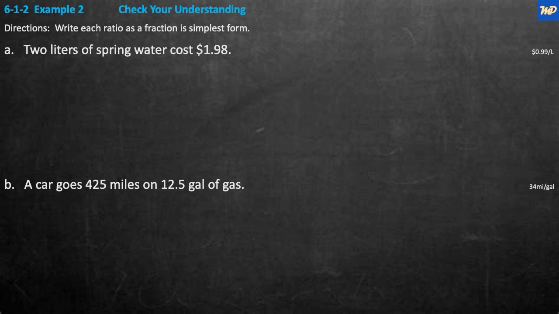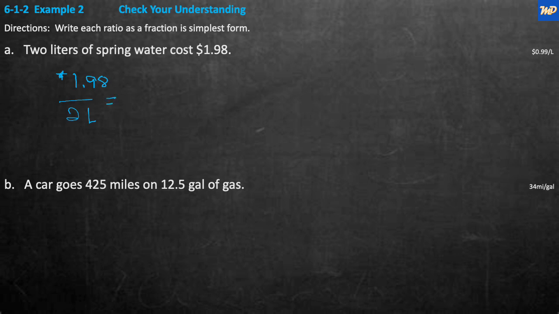Okay, now that you're back, so what are we looking at? It says 2 liters of spring water costs $1.98. So that's like the soap or whatever it was, right? It's $1.98 for 2 liters. Dollars per liter, right? So we're going to write $1.98 divided by 2 liters. I think it's capital L. So it's $1.98 per 2 liters.